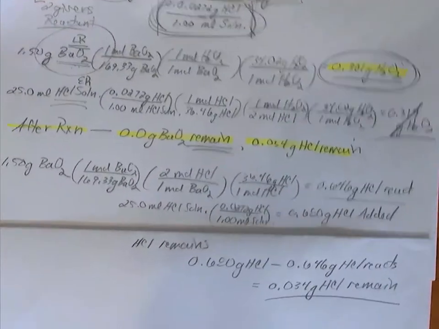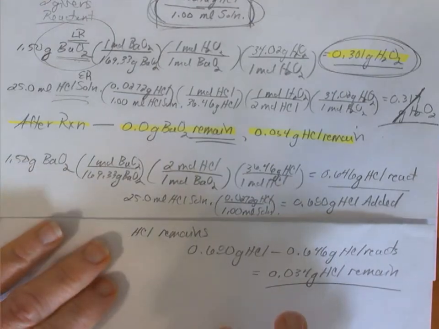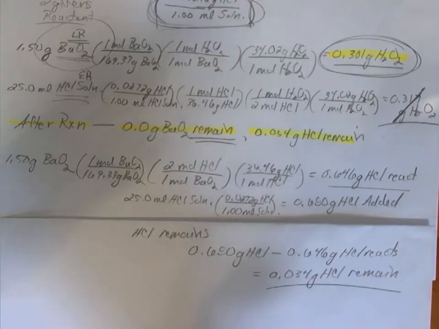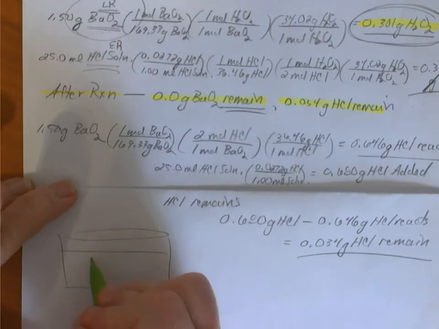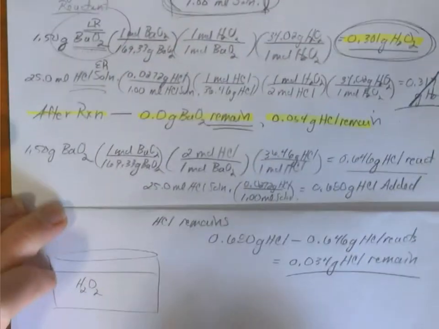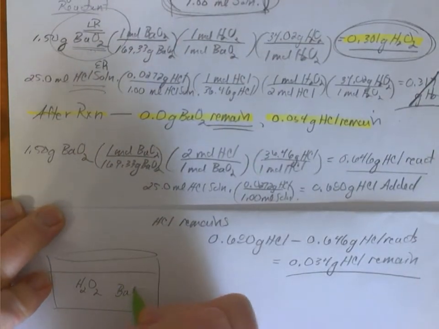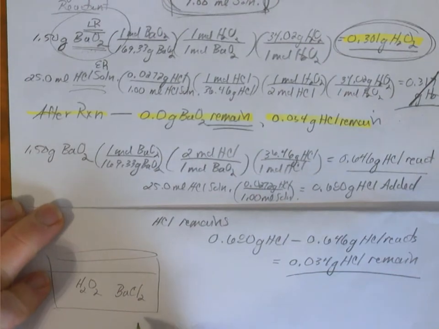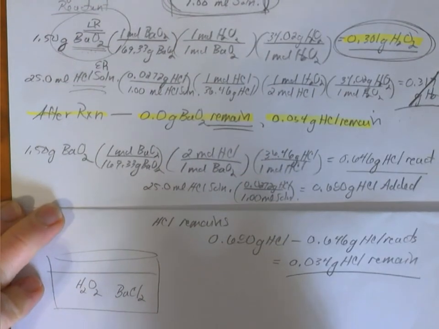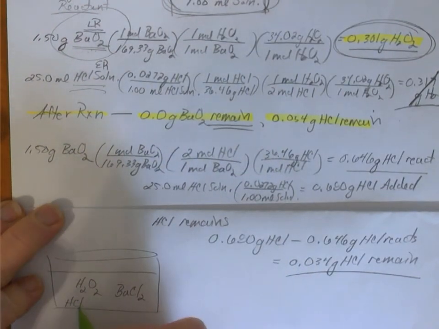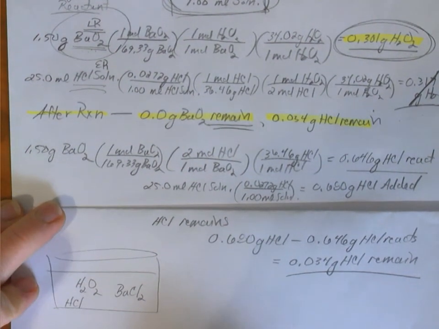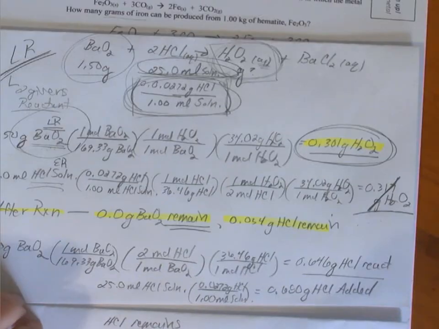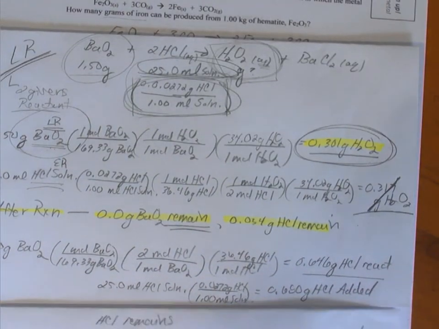But what also is valuable is to know, okay, what exactly remains in your beaker at the end? So we understand in our beaker that we will have produced this amount of hydrogen peroxide. We will have produced some barium chloride. We didn't have to find that, but we know we're making that as well. And we're going to have some HCl left over, but not any barium peroxide, because that is our limiting reactant. Okay, so a nice refresher, ladies and gentlemen, on some basic stoichiometry.